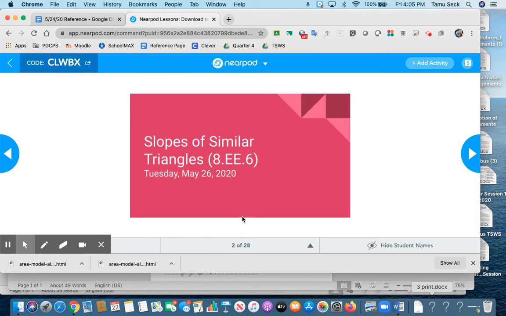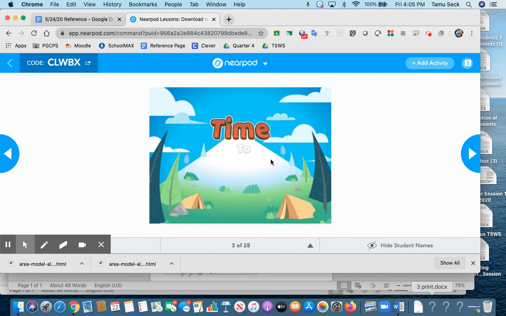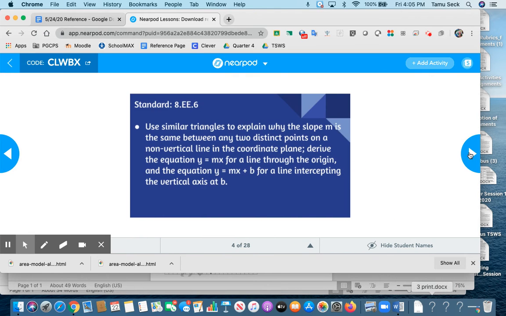Today we're going to compare the slopes of similar triangles. The standard 8.EE.6 says, use similar triangles to explain why the slope m is the same between any two distinct points on a non-vertical line in the coordinate plane. Derive the equation y equals mx for a line through the origin and the equation y equals mx plus b for a line intercepting the vertical axis at b.